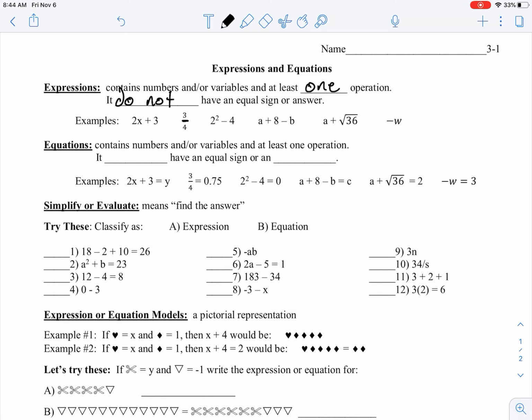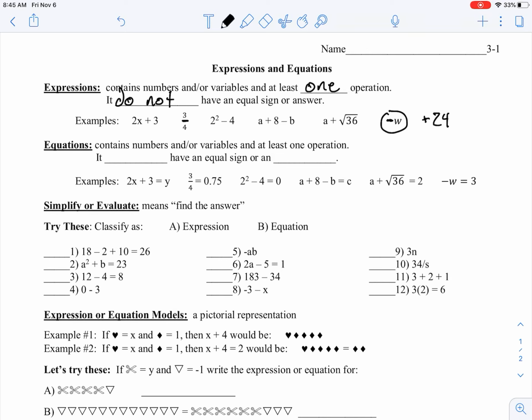And same thing with this negative w here. Why is that an expression? Where's the operation? Well, this minus sign in front of it, the negative sign, is basically telling us we are taking away w from something. So it's a perfectly good expression. Same thing with, let's say, 24. Well, you may say there's no operation, but this is positive, so it's really a plus 24. So numbers by themselves are perfectly good expressions.